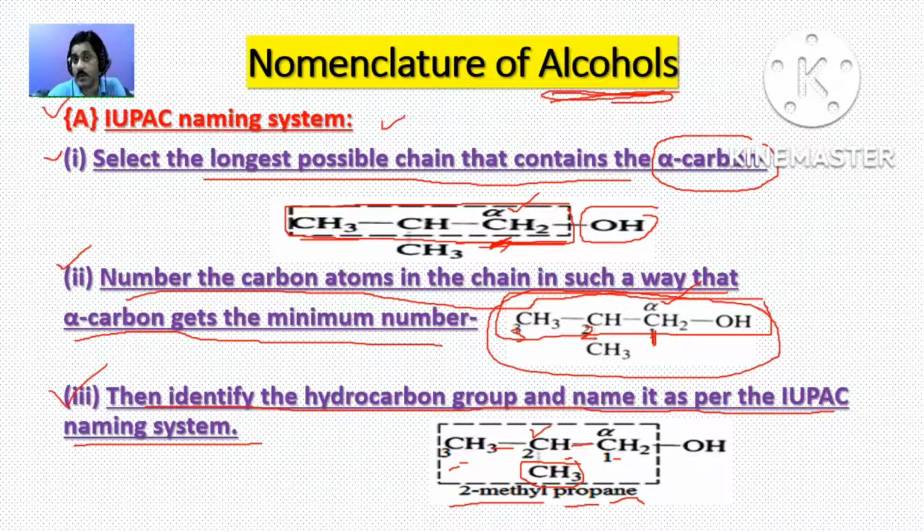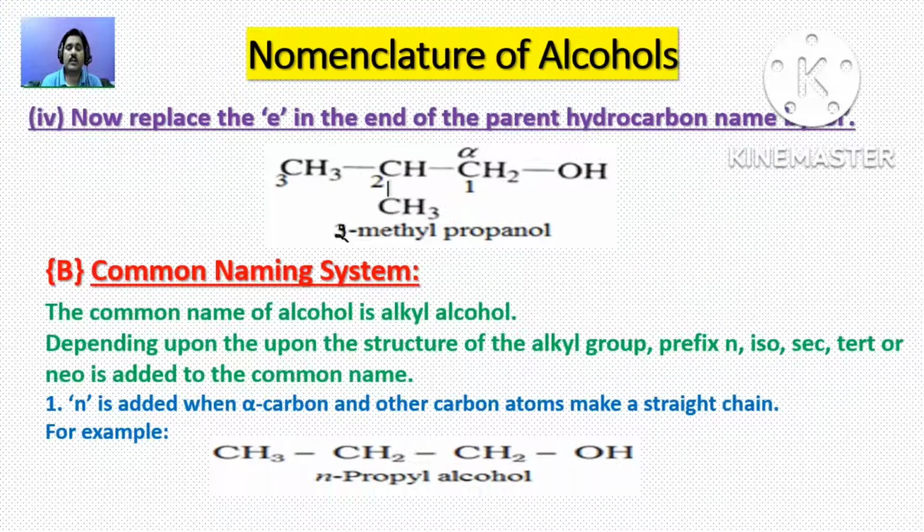If there is a double bond, then "ene" will be added. If there is a triple bond, then "yne" will be added. Okay, now these are the 3 rules. Now come to rule number 4: replace the e at the end of the parent hydrocarbon name. If a single bond is there, then ANE is at the end. If a double bond is there, then ENE will be present as a suffix. If YNE is there, then a triple bond was there.